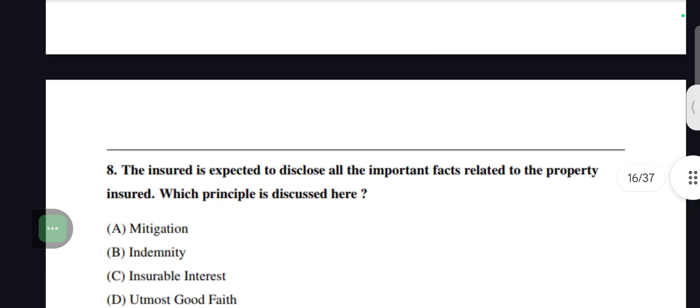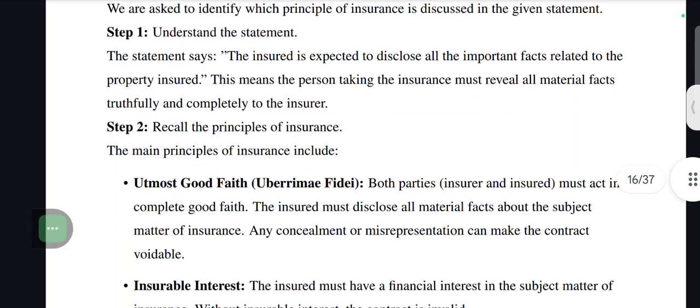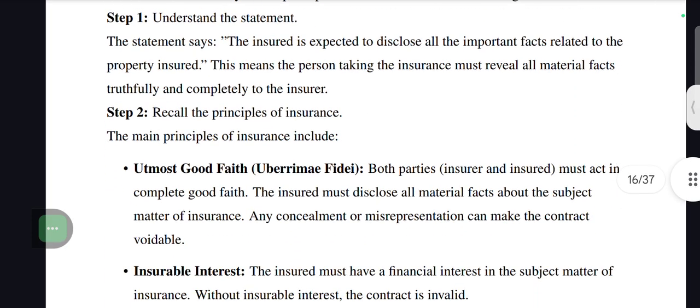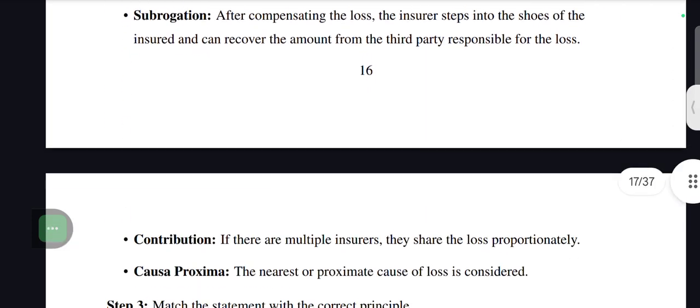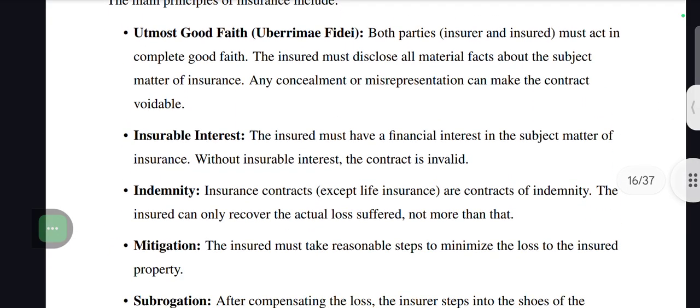Okay, next, the insured is expected to disclose all the important facts related to the property insured. Which principle is discussed here? Mitigation, indemnity, insurable interest, utmost good faith. So first, let us understand the points that they have given. Let us understand the definitions.